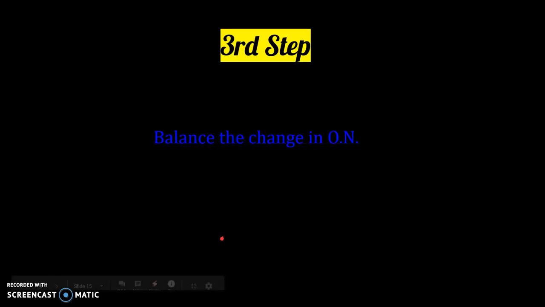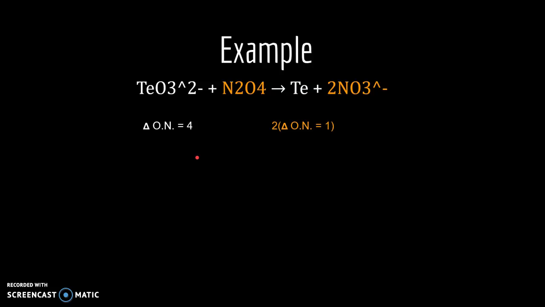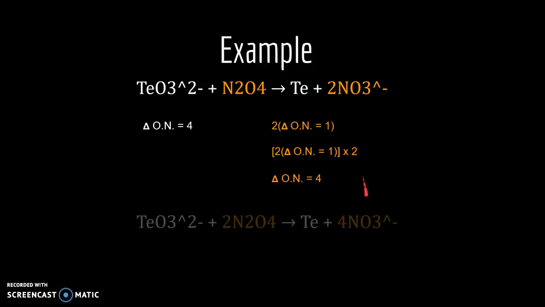Alright, now on to our third step. We balance the change in oxidation numbers. So in this case, 4 on the left, this side is 2, the right side 4. Alright, now that they're both balanced, we can come up with our new equation. However, since we multiplied this side by 2, we must now put 2 onto both of the atoms with N.